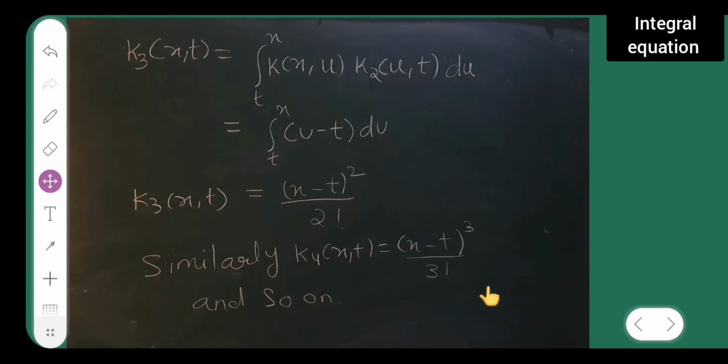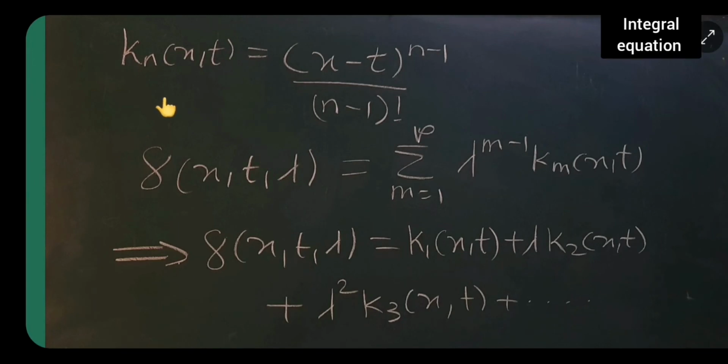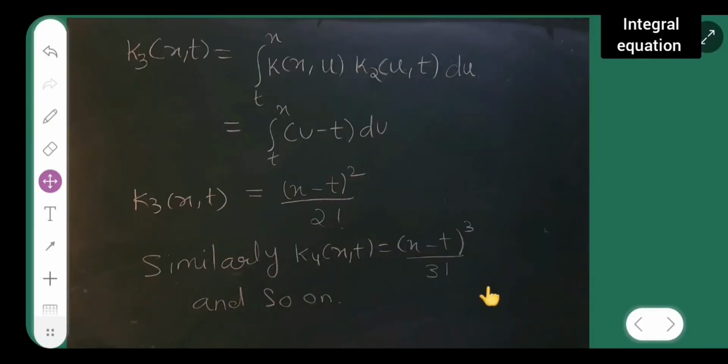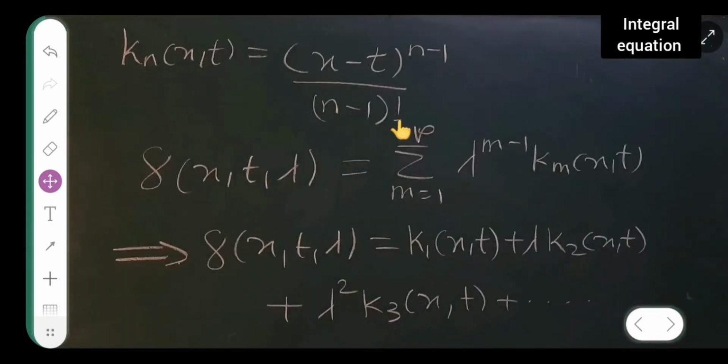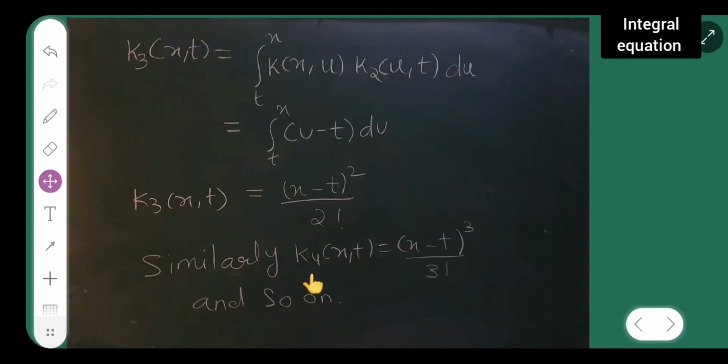Okay. Next I'll turn the page. So in general, I am going to write Kn of x comma t is equal to (x minus t) raised to power of n minus 1 upon (n minus 1) factorial. Suppose if I keep my n to be 4, then what I'm going to get is 4 minus 1, which is nothing but 3, and here also it will be 3. So I got it in this form, right?